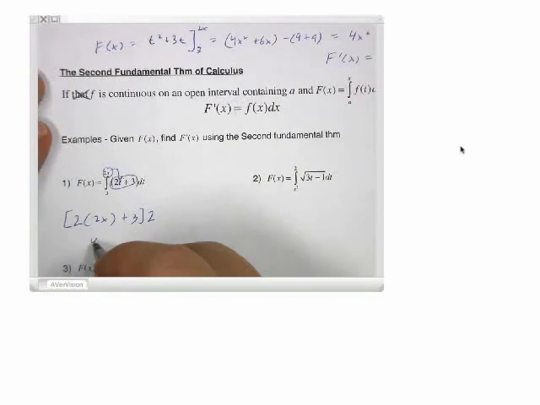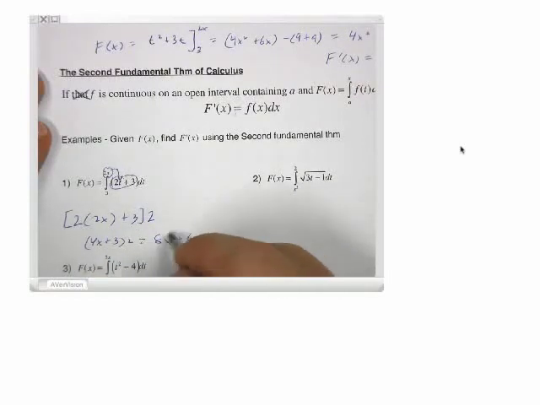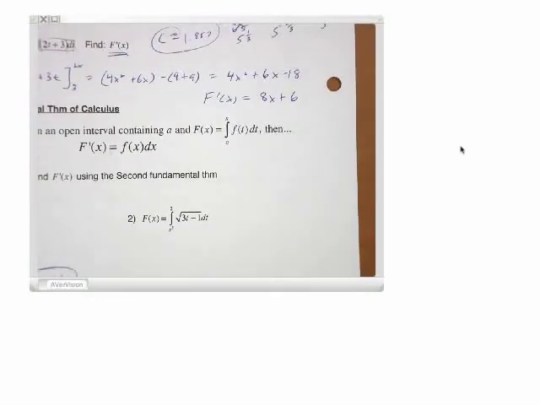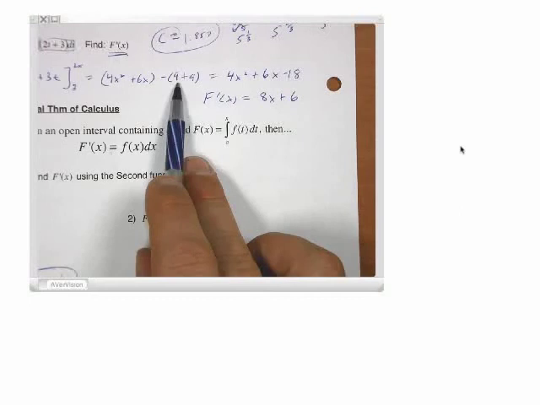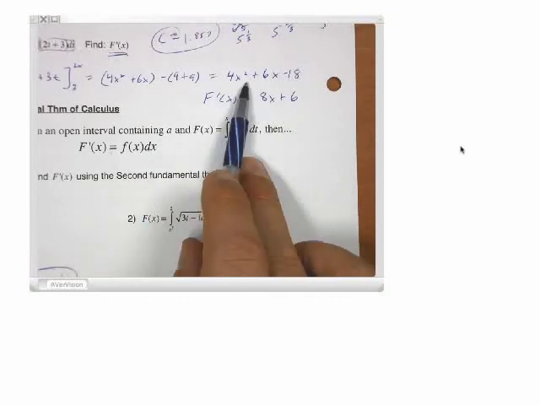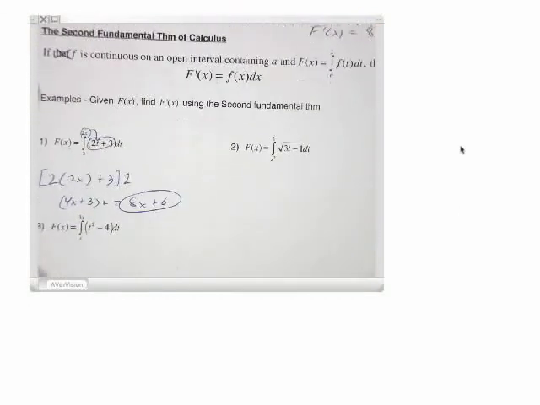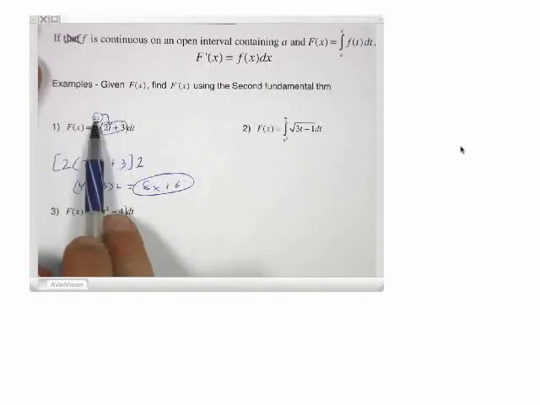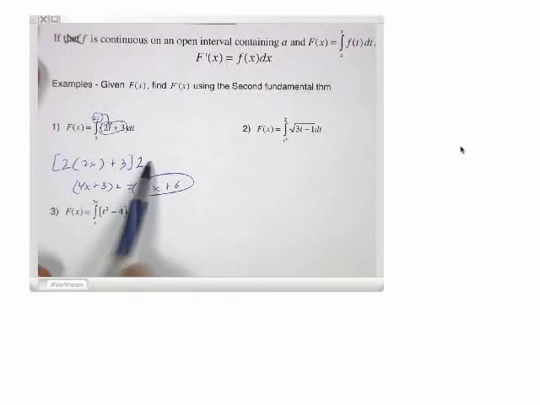I get 4x plus 3 multiplied by 2. Guess what? 8x plus 6. Same thing I got when I went through the process of actually finding the antiderivative, getting my function, and then differentiating it. When really all I had to have done, according to the second fundamental theorem of calculus, was put 2x there, and then multiply by the derivative of 2x, which is 2, and get to the same place.